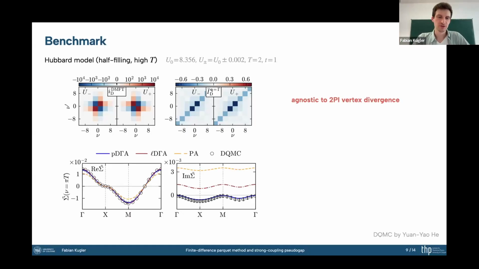So if we are agnostic to this 2PI vertex divergences, how good are the results? Well, we can look at the resulting self-energy. Here I'm plotting the difference to DMFT, so only focus on the non-local part. And I'm comparing to determinant quantum Monte Carlo as provided by Yun Yao He. At this high temperature, we can solve the parquet approximation, which is reasonable but not exact. We can solve ladder D-gamma-A, which gives us a better result. And now we can also solve parquet D-gamma-A right at this vertex divergence. And we actually get the best results with parquet D-gamma-A. They're very close to the benchmark. So we're happy that the method not only works, it's not only stable, but also quite accurate, at least at these high temperatures.